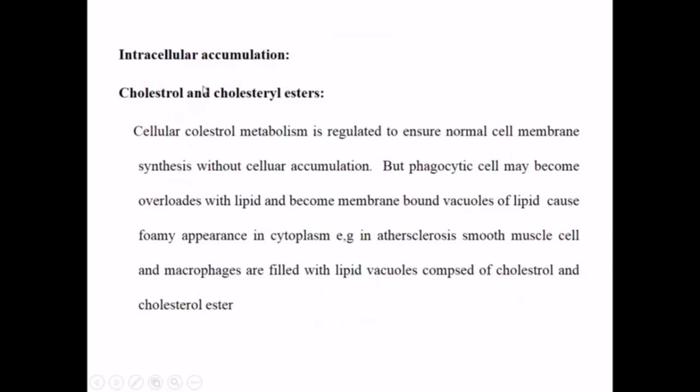Intracellular accumulation also includes cholesterol. Cellular cholesterol metabolism is regulated by the cell membrane, and overload with lipid becomes membrane-bound vacuoles of lipid, like in atherosclerosis, in smooth muscle.